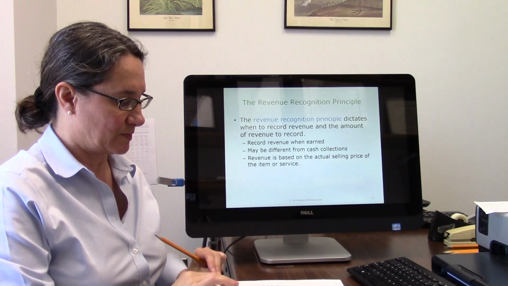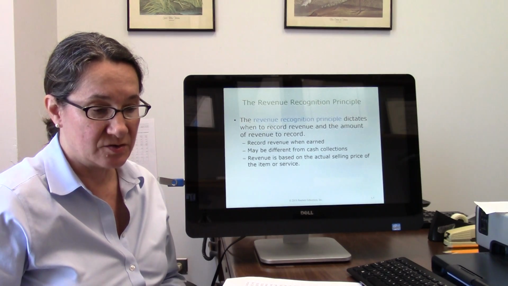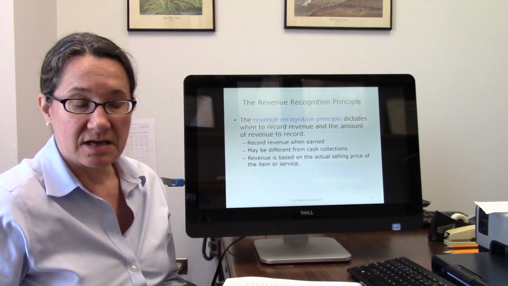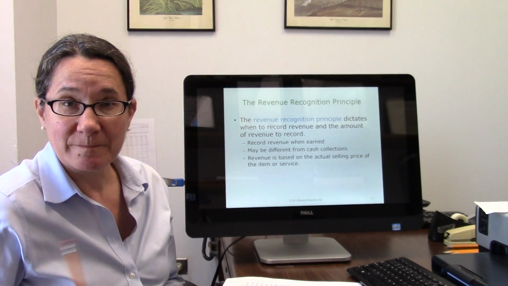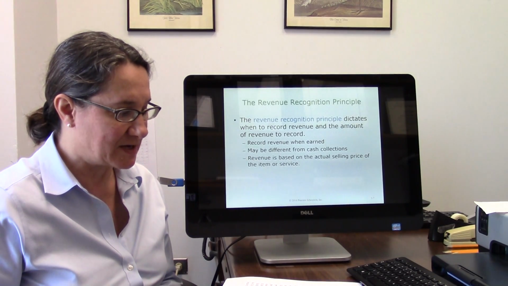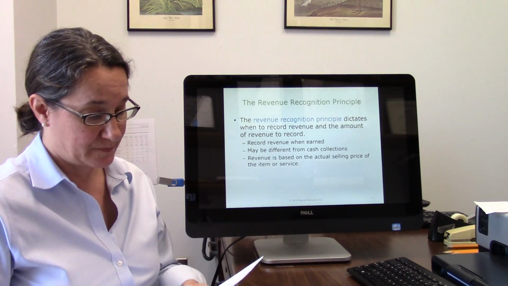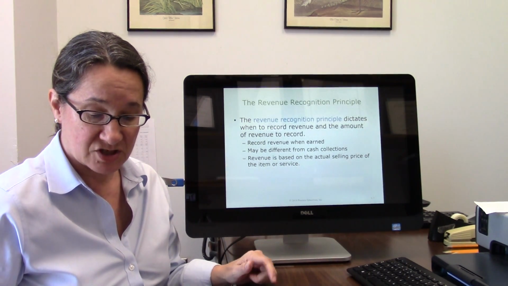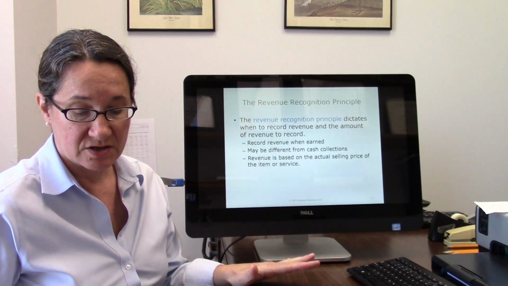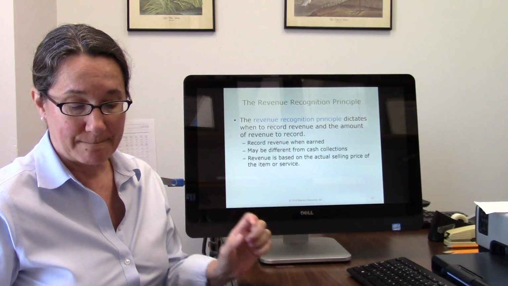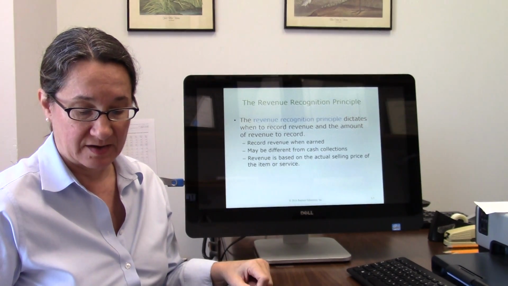Revenue recognition principle. I bet you noticed when we were doing transactions in chapter 1 and 2 that sometimes we earned some revenue and then we set up an account receivable, right, when we didn't get the cash. That's because of this principle. So you've been doing it all along, you just probably didn't know it was called the revenue recognition principle. The revenue recognition principle dictates when a journal entry is required to record revenue and the amount of revenue to record. So this is a rule about how we recognize revenue.